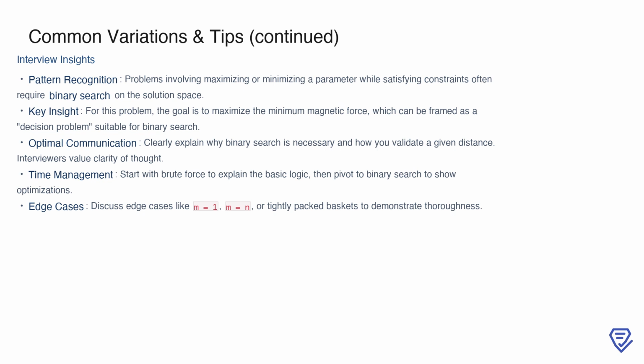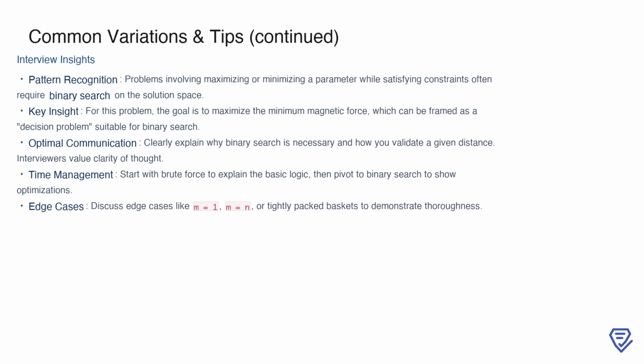Understanding the broader insights behind this problem can help you solve similar challenges more effectively. Many optimization problems that involve maximizing or minimizing a parameter while satisfying constraints often require binary search on the solution space. For this specific problem, the key insight is to recognize that maximizing the minimum magnetic force can be reframed as a decision problem, which is ideal for binary search.